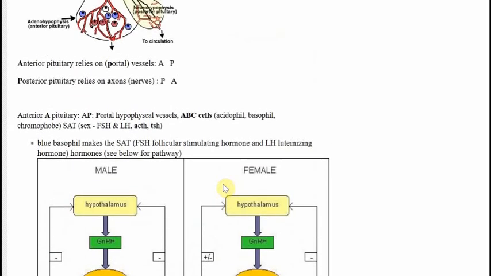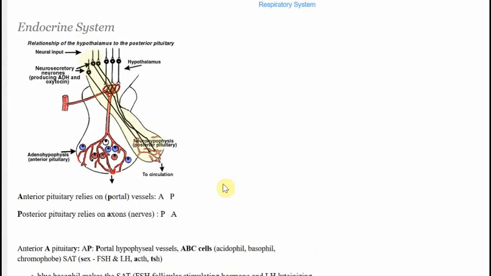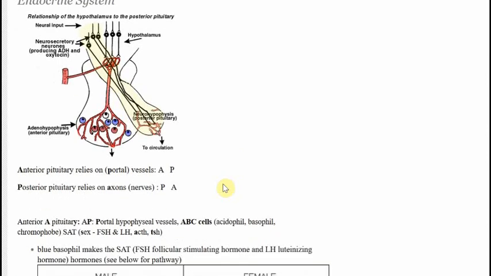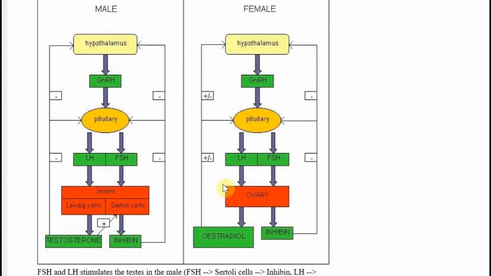So I hope you found this video helpful. Mnemonics, remember: AP, anterior pituitary, relies on portal vessels, and posterior pituitary relies on axons. And then A, P, P, A, and you've got your ABC cells: acidophil, basophil, and chromophobe. Remember about the feedback loop, and all the hormones will take care of you.